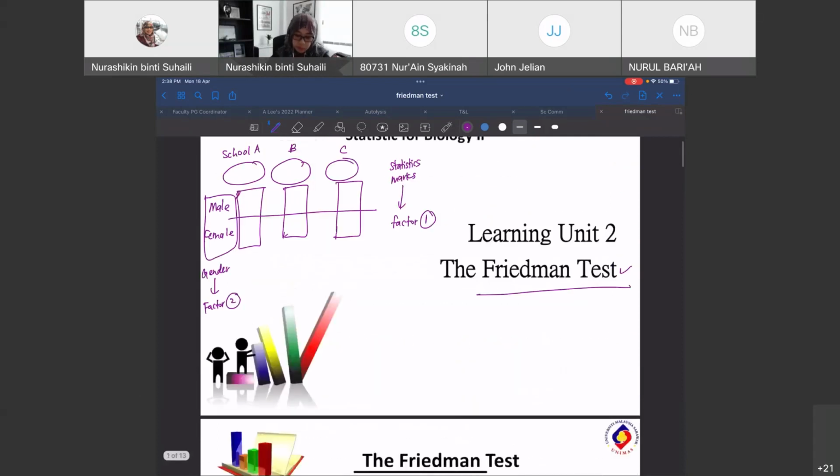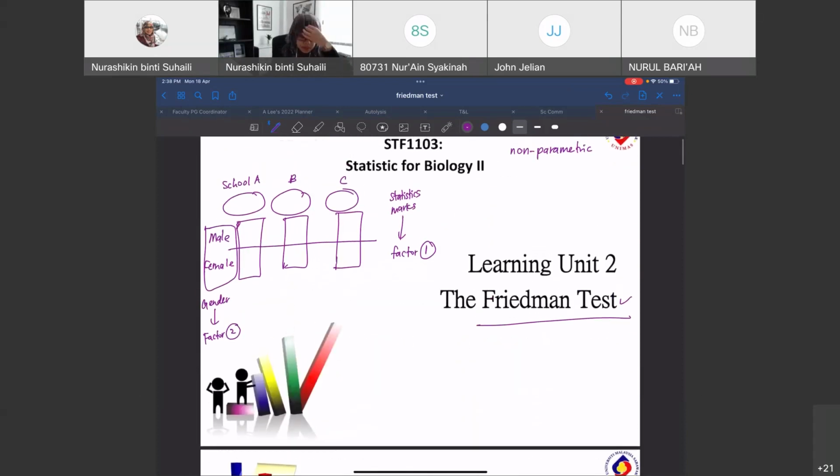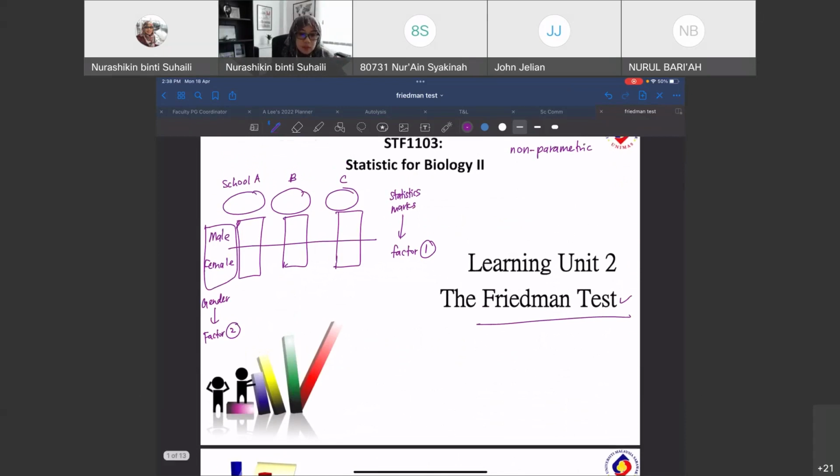So just now when I introduced the second factor, factor 2, which is gender, it could be any type of factor. It can be gender, or maybe year 1, year 2, year 3, for example. So my factor, instead of gender, can be anything. What I keep here is just an example.